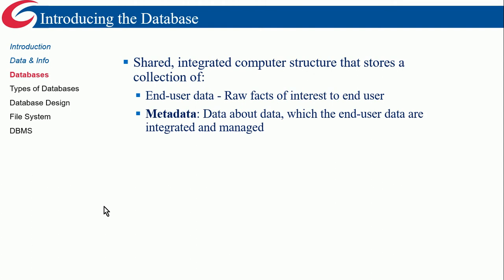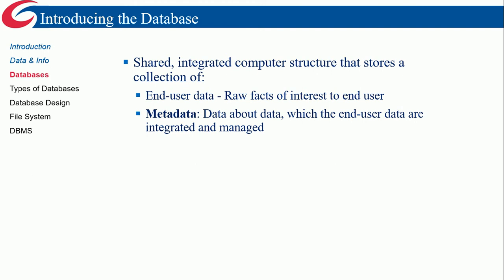So the metadata is data about the data. In other words, it's data that describes the data. So the metadata basically describes the structure that we're going to use when we store our data. It tells us what type of data we're going to have. It tells us how we're going to be able to connect data to other information and things like that. We'll learn a lot more about this as we go forward in the course. I don't want to confuse you too much yet, but the metadata basically describes the data.